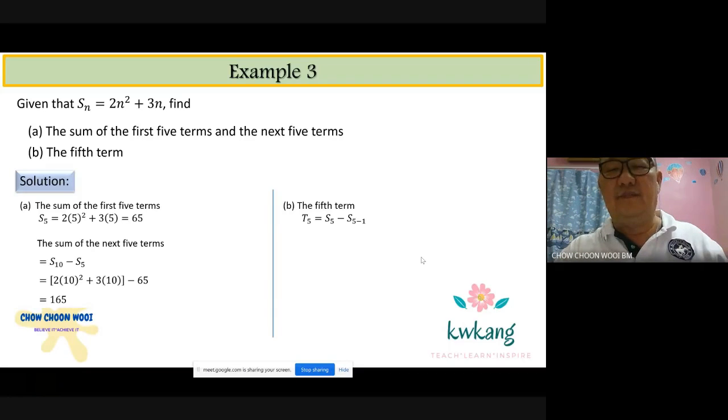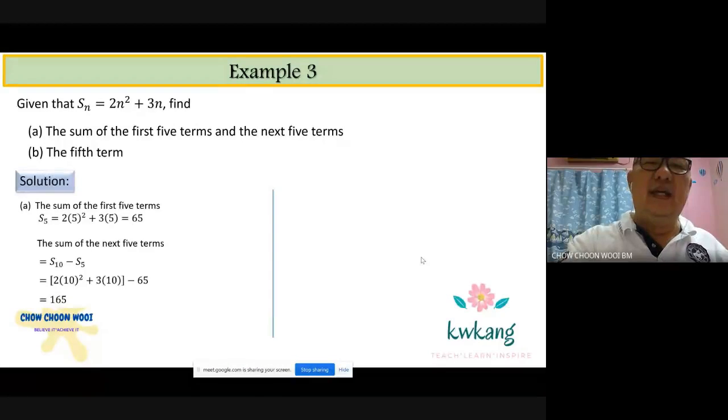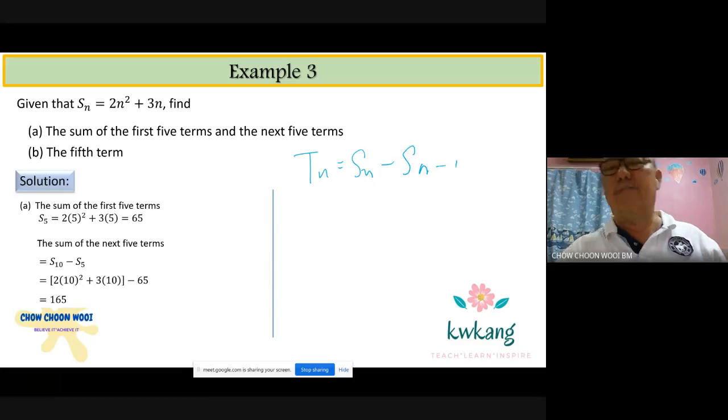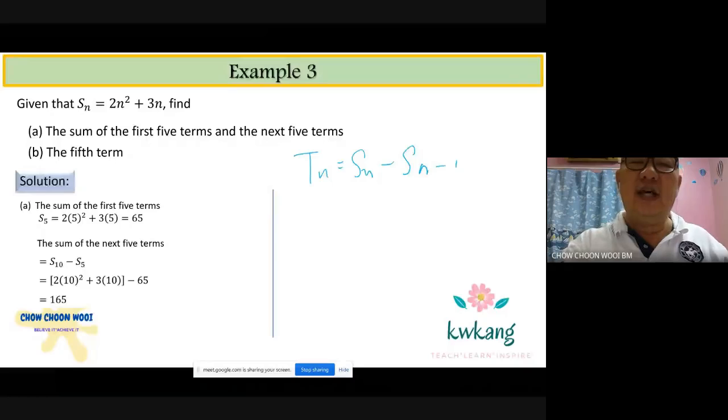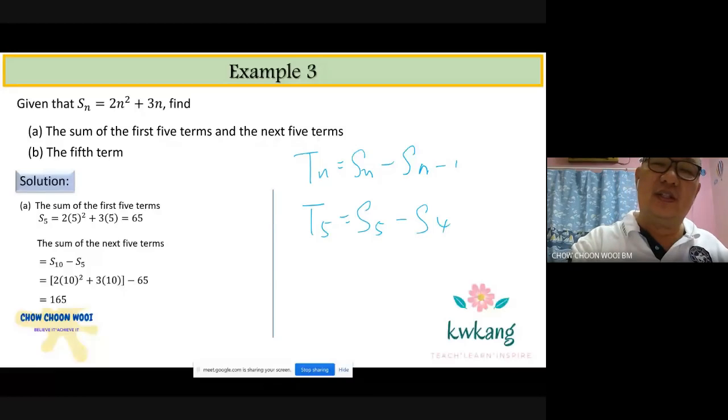Then the fifth term. Okay, cari sebutan kelima. As I said, Tn is equal to Sn minus Sn minus 1. Betul tak? So how to find T5? The fifth term is T5. T5 is apa dia? S5 tolak S5 minus 1, 4. Ya, good. Rumus ini tolong hafal.